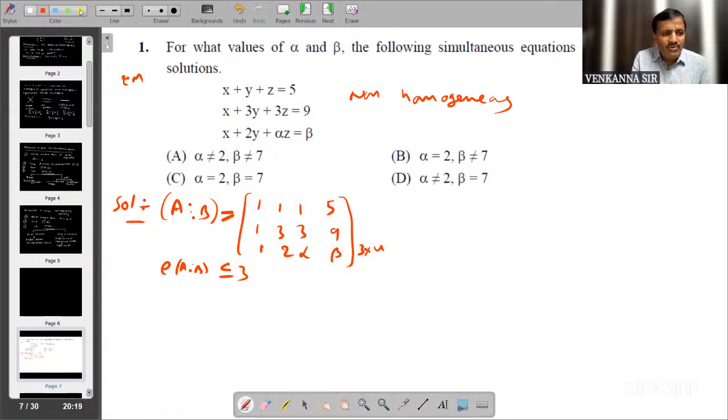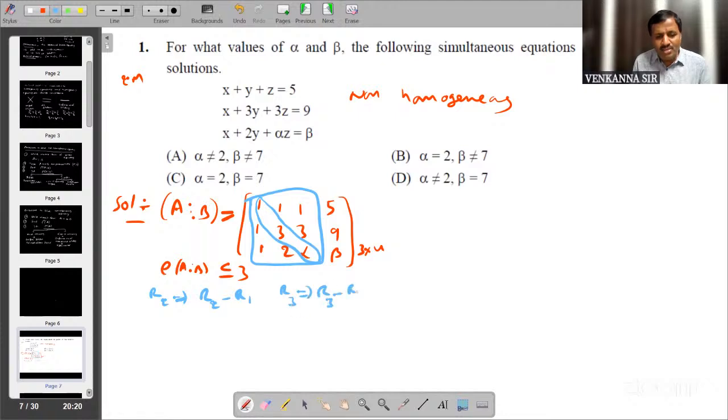Remember, these types of questions are all 2 marks bits. We have to reduce it into an echelon form. What does echelon form mean? You select the 3 by 3 square matrix, and all elements below the principal diagonal we have to convert into 0. So these 1, 1, 2 we have to convert into 0. For that, keep the first row constant and make these two elements zeros. R2 implies R2 minus R1, R3 implies R3 minus R1.